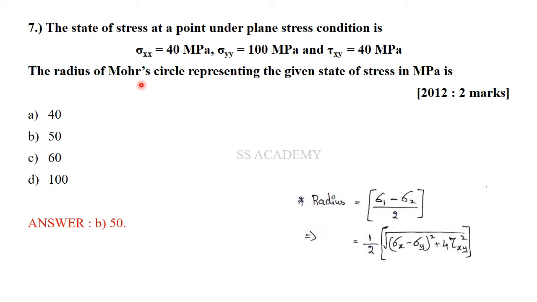Generally, Mohr circle radius calculating questions are very direct in nature, and it is a very easy way to get the complete 2 marks.